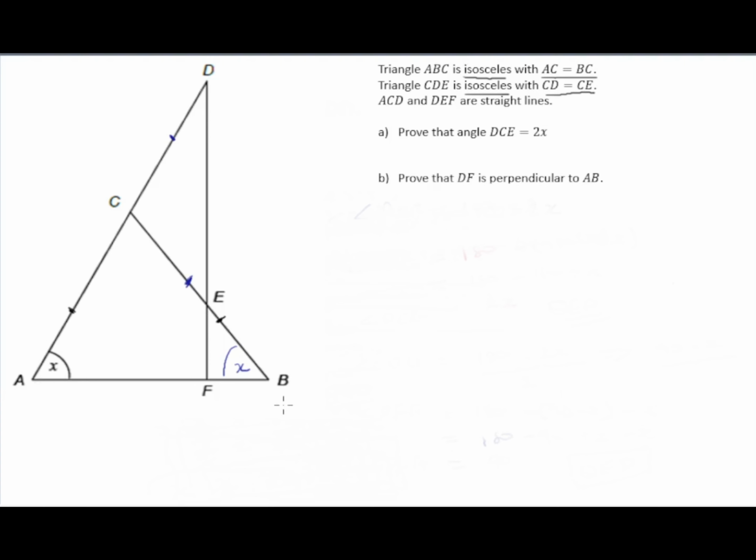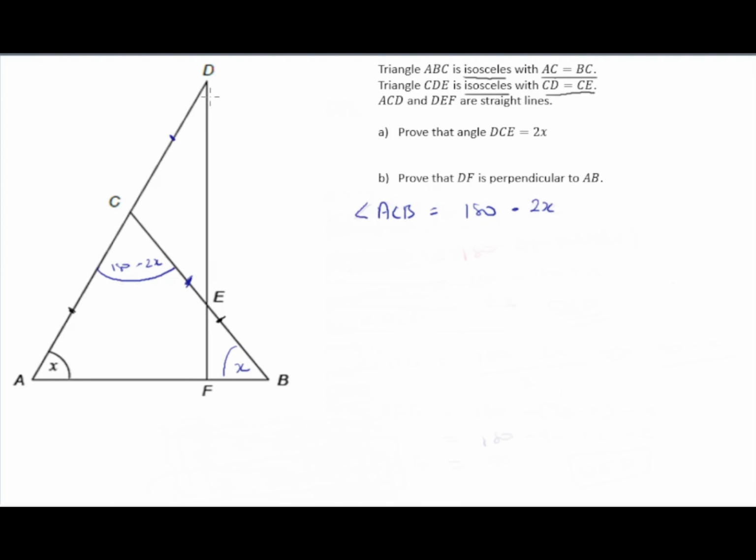Once we have two angles in a triangle, we can find the third angle by subtracting those two known angles from 180, because the total must add up to 180 degrees. The third angle here would be angle ACB. So let's find angle ACB. Angle ACB is equal to 180 minus the two known angles, which would be 2x. So 180 minus 2x is angle ACB.